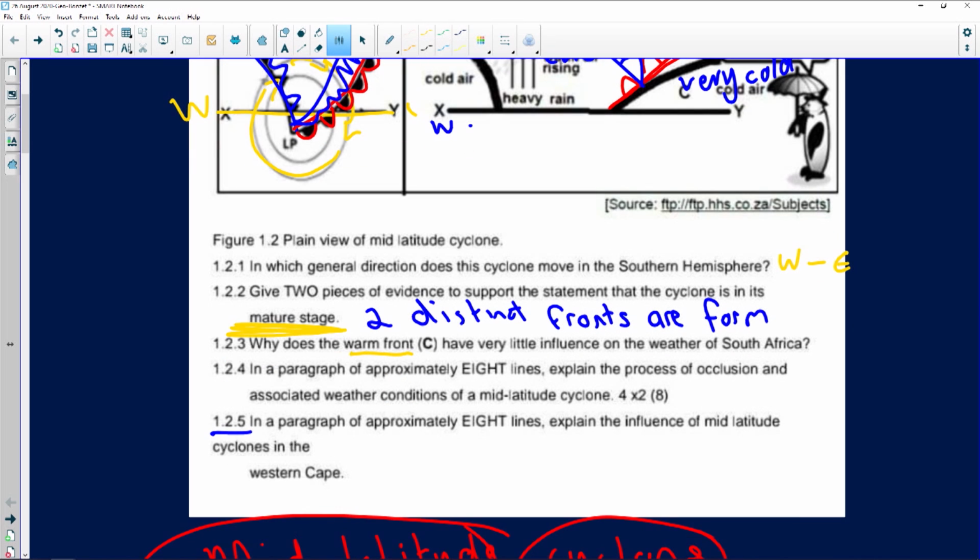Now, question 1.2.5. In a paragraph of approximately 8 lines, explain the influence of mid-latitude cyclones in the Western Cape. Now, grade 12s, always think you're a geography student. Keep this in mind. Economic, social, environmental consequences. Okay. Now, when we look at mid-latitude cyclones, it's not always just bad.